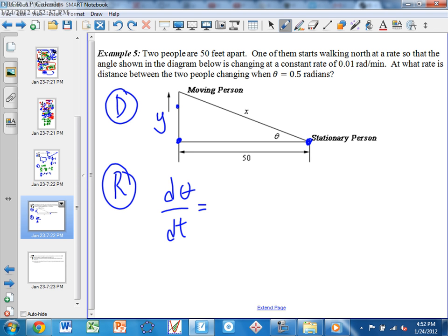0.01. What, in the units? Rad. I know rad. Can you use words? What does rad stand for? Radians, thank you. Radians per minute, okay?